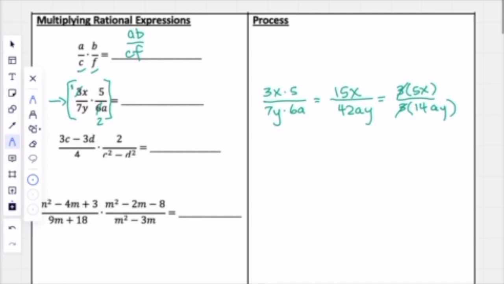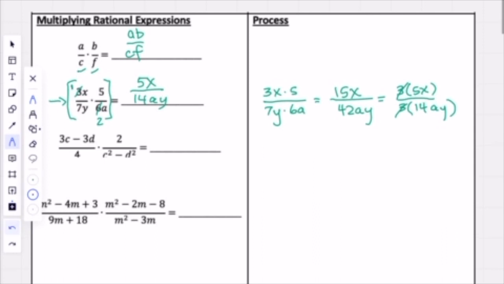By simplifying first, it makes life just more simple, right? Because now I just multiply the 5 times the x, and I divide that by the 7 times 2 times a times y, or 14ay. So I personally believe that the earlier you can simplify, the better, but that is just a matter of preference.